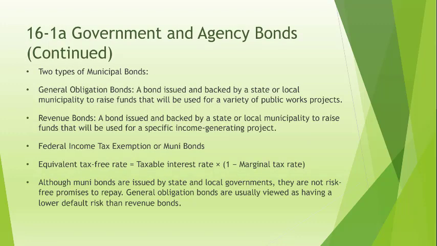And there are two types of municipal bonds. There's the general obligation bonds. These are bonds issued and backed by a state or local municipality to raise funds. They're going to be used for a wide variety of different public works projects. So in other words, they're not earmarked for anything specific. And then there's revenue bonds. These are bonds that are issued and backed by a state or local municipality to raise funds that will be used for a specific income generating project.